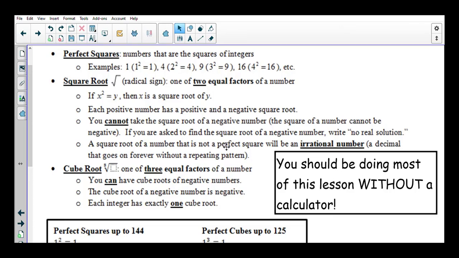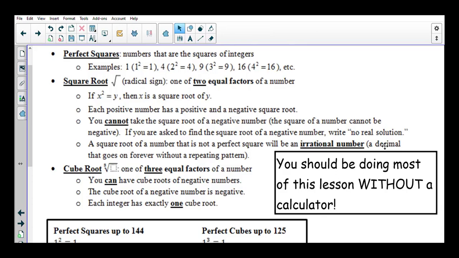But if you are asked to find the square root of a negative number, write no real solution, or write does not exist. Those are interchangeable. It is just not possible. If you try to take the square root of negative 5 on your calculator, it's going to give you an error message. A square root of a number that is not a perfect square, like the square root of 8, the square root of 12, the square root of 17, will be an irrational number.